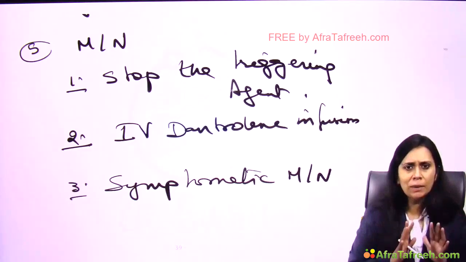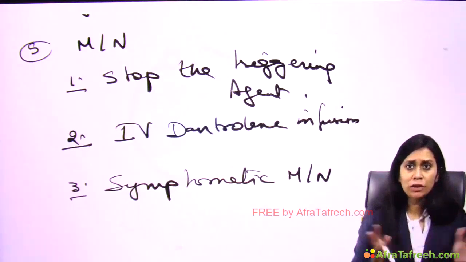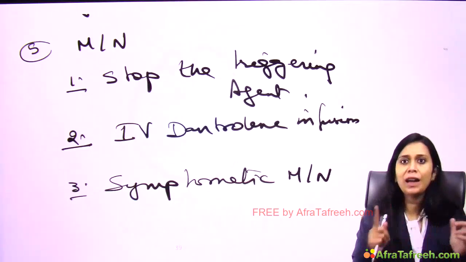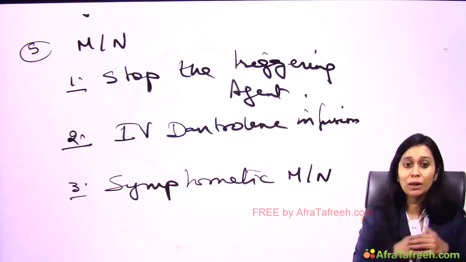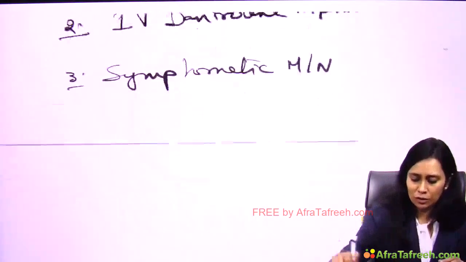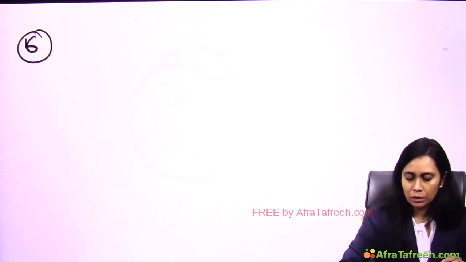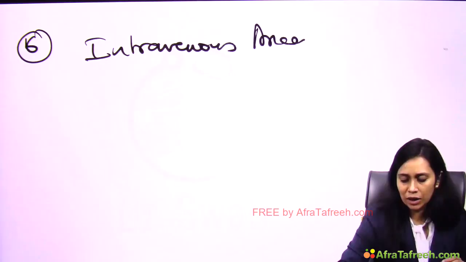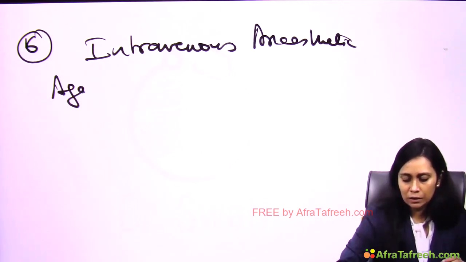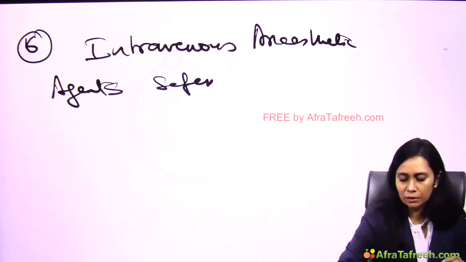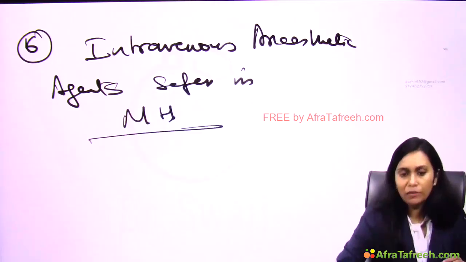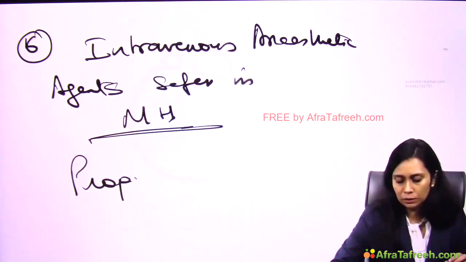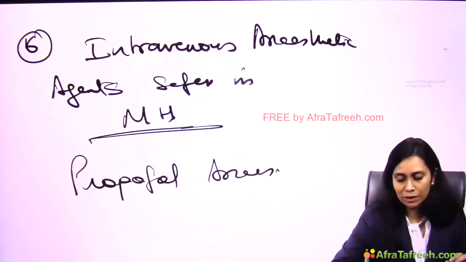Got it? So I have the malignant hypothermic gene, and you have to give me anesthesia for some surgery requiring general anesthesia. You can't give me inhalational agents, they all trigger it. So what would you give me? IV. TIVA is safe in malignant hypothermia, another benefit of TIVA. So the 6th point: intravenous anesthetic agents are safe in malignant hypothermia. And the best which we use is propofol. Propofol, anesthetic agent of choice.